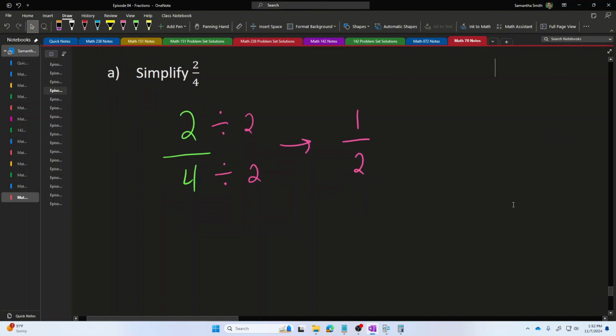So now I'm going to check. Okay, this was my first pass through the fraction to divide out a 2. Is there any other number that goes evenly into 1 and 2? Not really, right? 1 is already really small, so you're going to have a hard time dividing that by anything else.